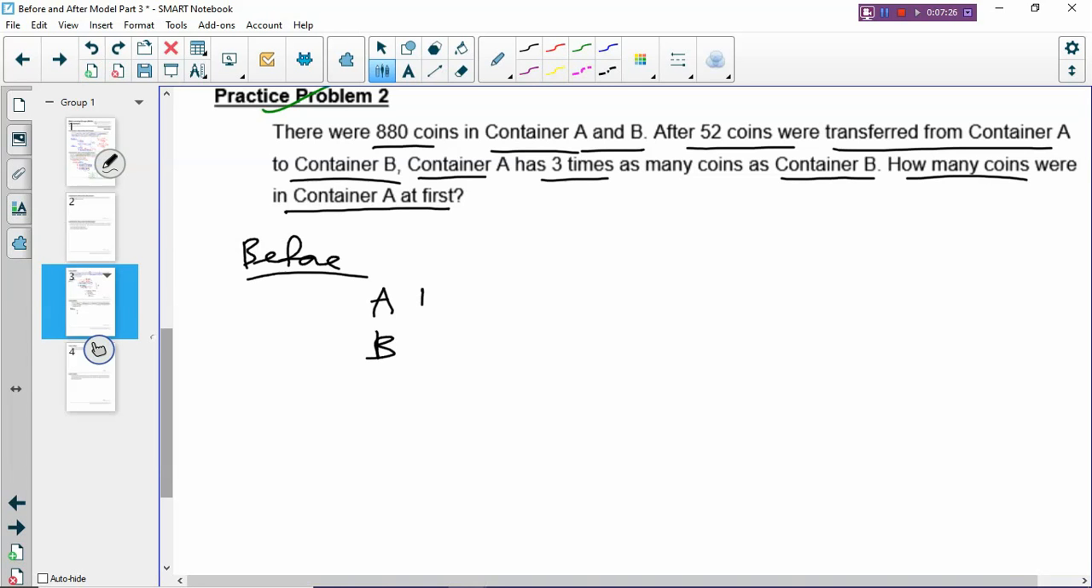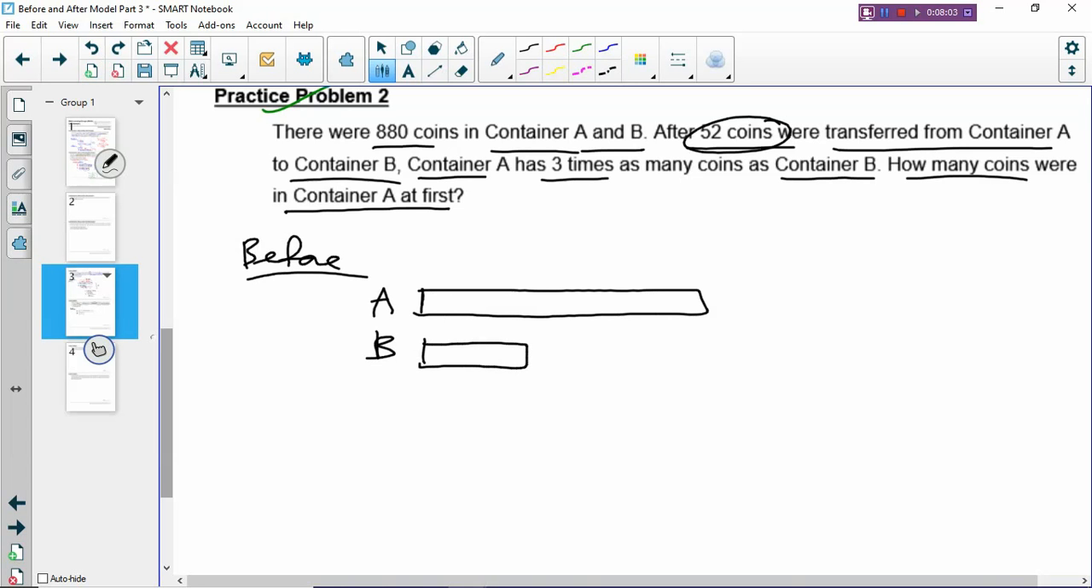But actually, we don't have to guess, because if you look carefully at the question, you take out 32 coins from container A and put into container B, and in the end, container A still has 3 times as many coins as container B. So that means container A must have more coins. Why? You take out coins from container A so it should become less, but in the end, container A still has more than container B. That tells you that container A actually has more coins than container B at first. So your model should be something like this. We don't really need to assume.